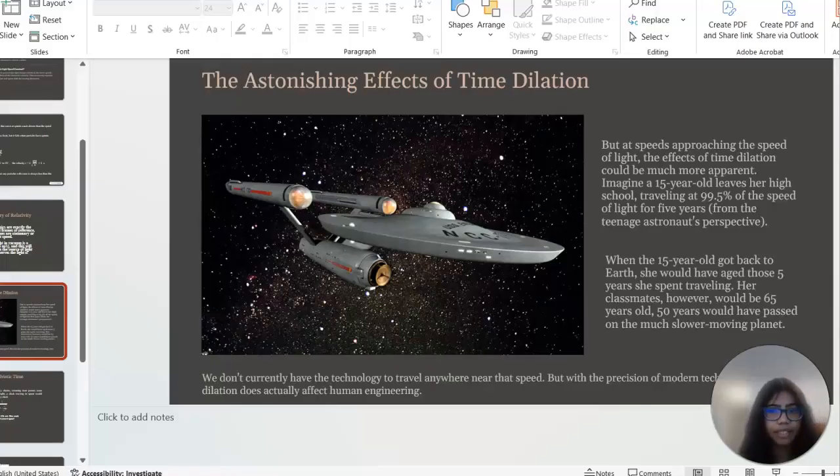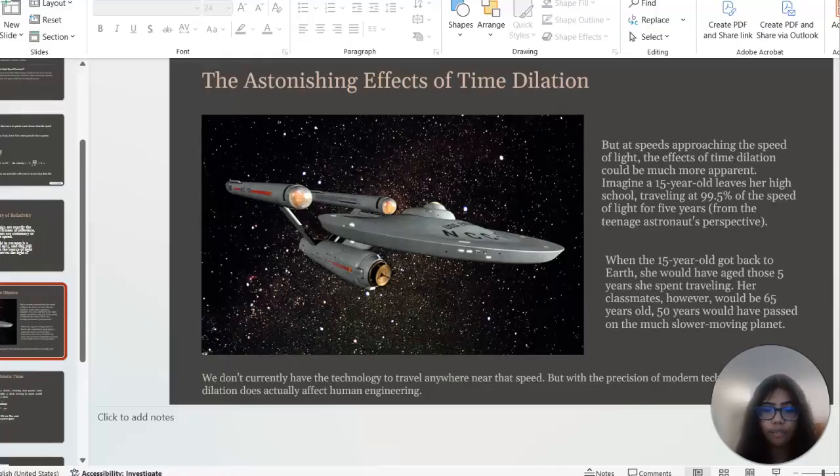The astonishing effects of time dilation. At speeds approaching the speed of light, the effects of time dilation could be much more apparent. Imagine a 15-year-old leaves her high school traveling at 99.5% of the speed of light for 5 years. From the teenage astronaut's perspective, when she got back to Earth, she would have aged those 5 years she spent traveling. Her classmates, however, would be 65 years old. 50 years would have passed on the much slower moving planet.